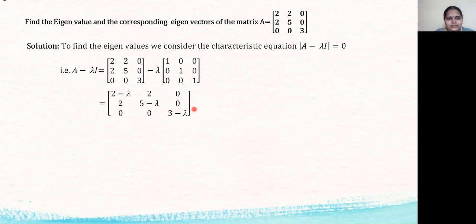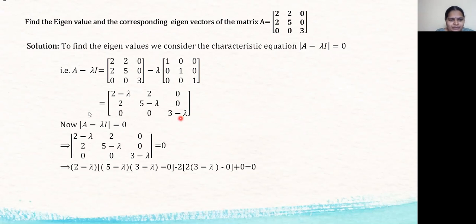If we observe A and A minus lambda I, the only changes are in the diagonal elements: 2 minus lambda, 5 minus lambda, 3 minus lambda. All the other elements remain the same. Now we will take the determinant of A minus lambda I equal to 0. So for this matrix we are finding the determinant.